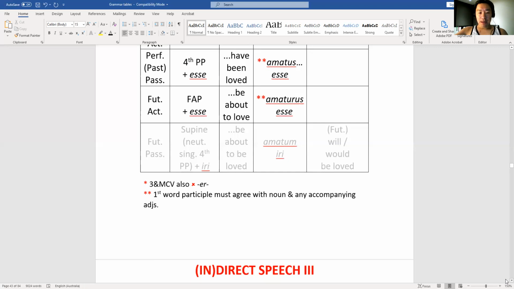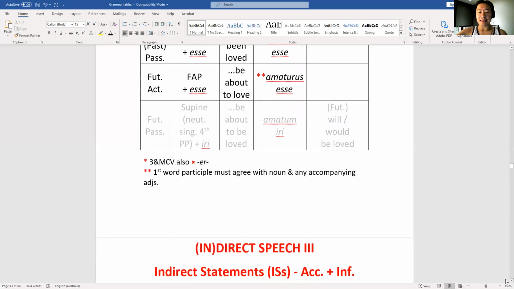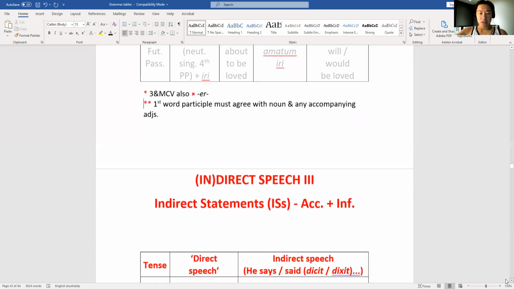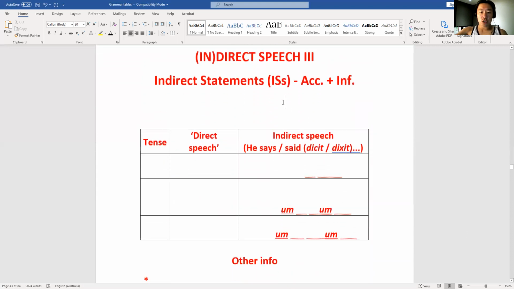So knowing these types of infinitives, the different types of infinitives now, is very important for the third and last type of indirect speech, and that is indirect statements. So just to scroll down. So you've encountered 2 types of indirect speech. So in layman's terms, that is when you have a speech bubble, and rather than quoting it, you take away the quotes and you describe what it says in the speech bubble.